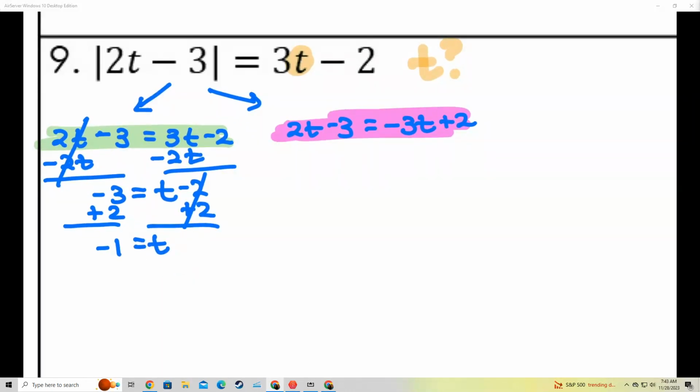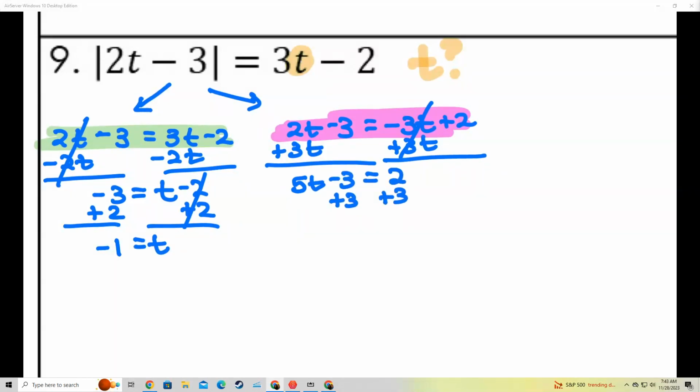We're going to get rid of the smaller t, which means I need to add 3t to both sides. These are going to cancel. I get 5t minus 3 is equal to 2. Add 3 to both sides. 5t is equal to 5. Divide both sides by 5. t is equal to 1.